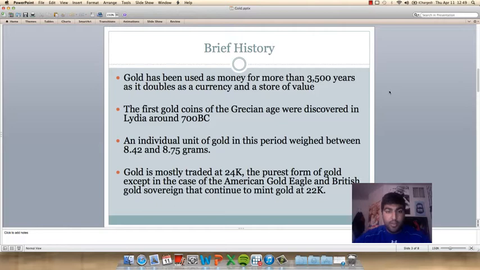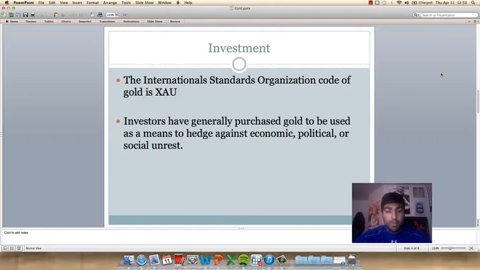Gold is mostly traded at 24 karat, the purest form of gold, except in the case of the American gold eagle coin and the British gold sovereign that continue to mint gold at 22 carats. So, gold as an investment.